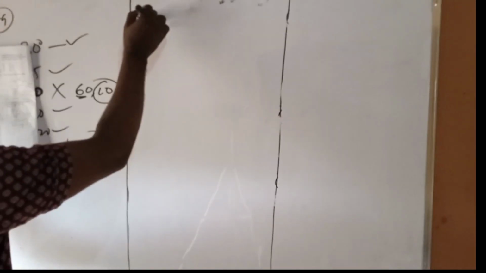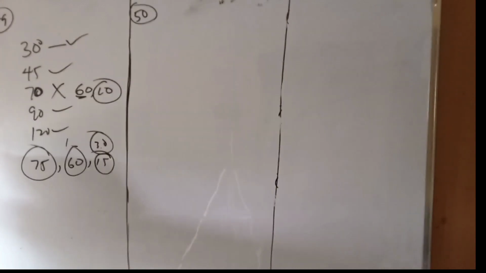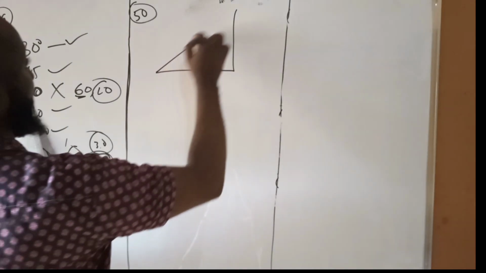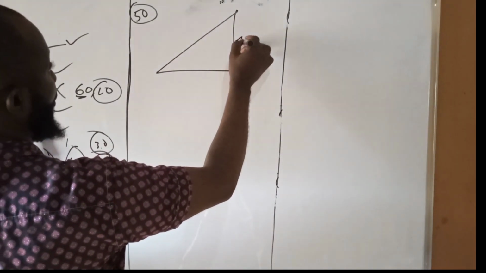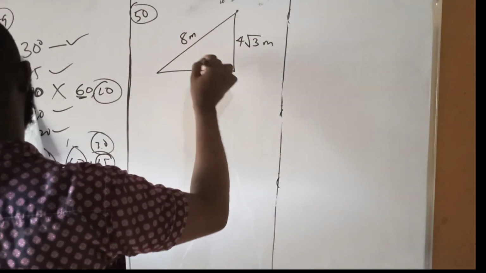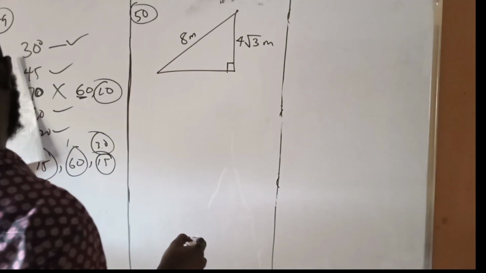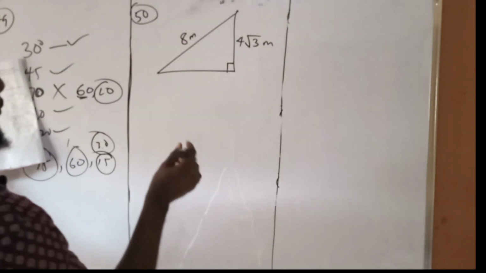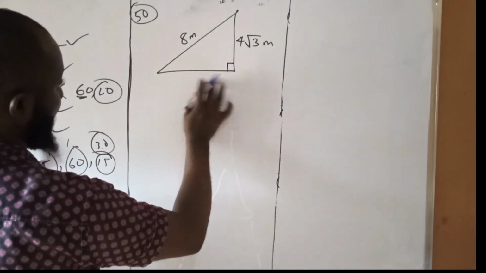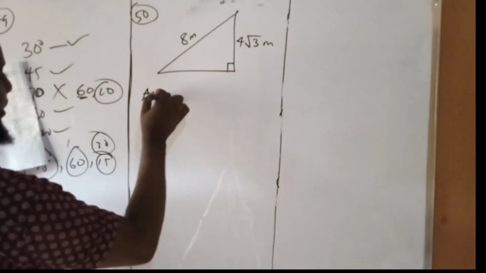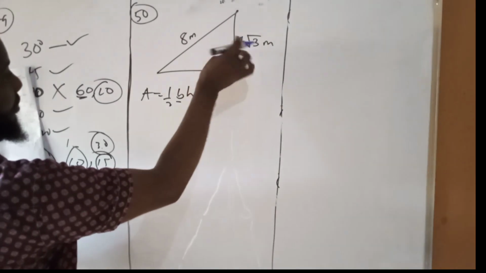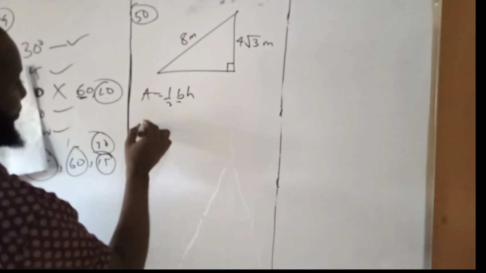Question 50, which is the last one here. So find the area of the figure below. So we have this, a right angle triangle, and we have this to be 4 root 3 meters, and this is what? 8 meters. So to find the area of this figure, we need to get the base first. This is the height. Because area is half base times height, and we don't know the base, we can use this to find the base, using Pythagoras theorem.